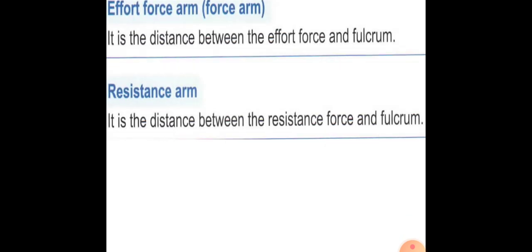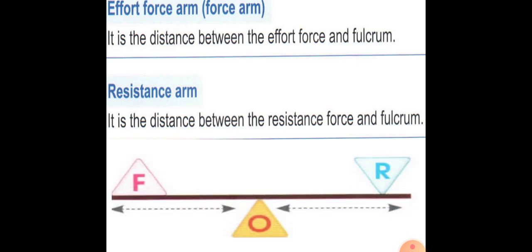We don't know what the effort force arm is, and we don't know what the resistance arm is. The effort force arm is the distance between the effort force and the fulcrum. And the resistance arm is the distance between the resistance force and the fulcrum. So, the distance between the effort force and the fulcrum is called the effort force arm. And the distance between the resistance force and the fulcrum is called the resistance arm.